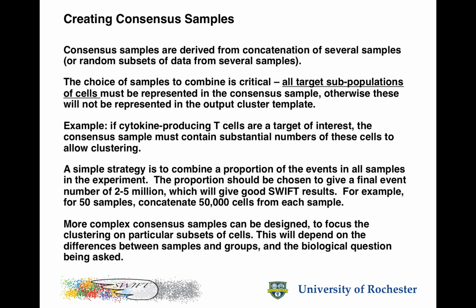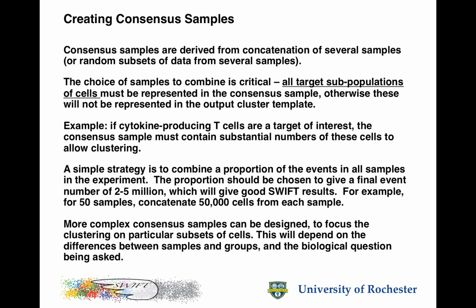So a simple strategy that we often use is to combine a proportion of the events in all samples. This proportion needs to be chosen so that the file size doesn't get too large. Swift works very well with about 2 to 5 million input cells, and so we often aim for a concatenate somewhere in that region.